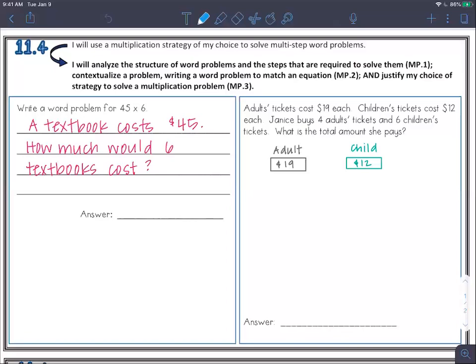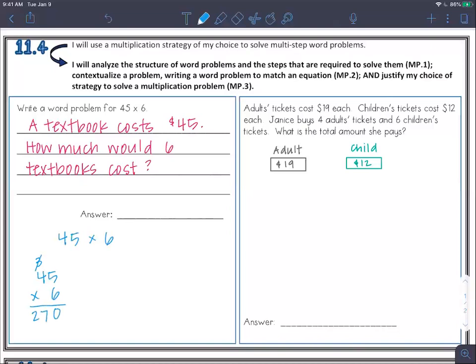Okay, we're going to start with a word problem that I made up for 45 times 6. A textbook costs $45. How much would 6 textbooks cost? So I could use repeated addition, but it is more efficient to multiply. So I would be solving for 45 times 6. If I choose to use the standard algorithm, I can write it that way. 5 times 6, 30. I do have to regroup. 4 times 6, 24, 25, 26, 27.